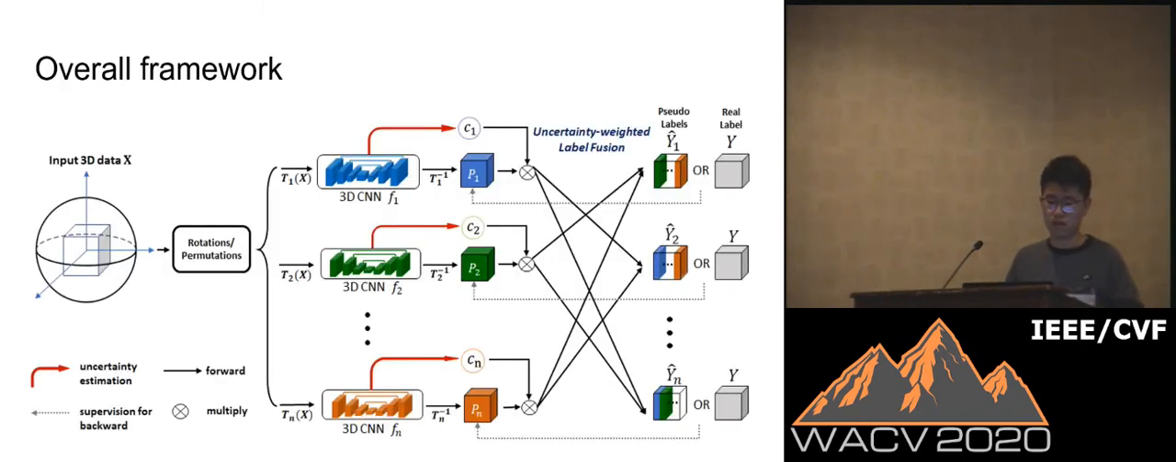And this is the overall framework. We first rotate or permute the 3D data and forward it into multiple deep networks and get the view predictions. We can compute uncertainty on each view and use this uncertainty as a weight to fuse them into a more reliable pseudo-label for training on unlabeled data. But for labeled data, we only use the supervised loss.